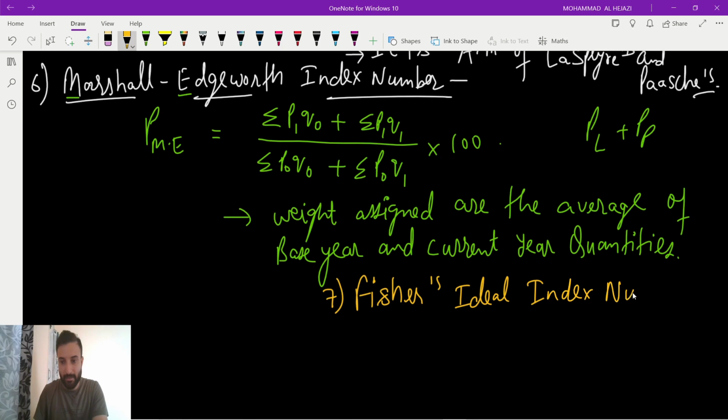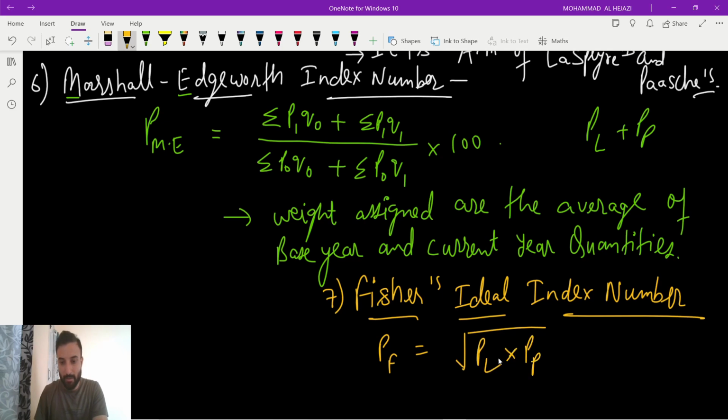See, what is Fisher's ideal index number? PF, the Fisher index number, is the square root of PL into PP. PL value into PP value, its square root. That's it. So first we'll find the PL and PP. See what we get to know: for finding all these five, Laspeyres, Paasche, then Dorbish-Bowley, Marshall-Edgeworth, and the Fisher index number.